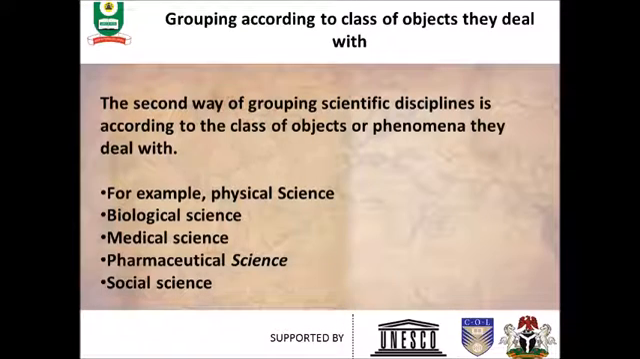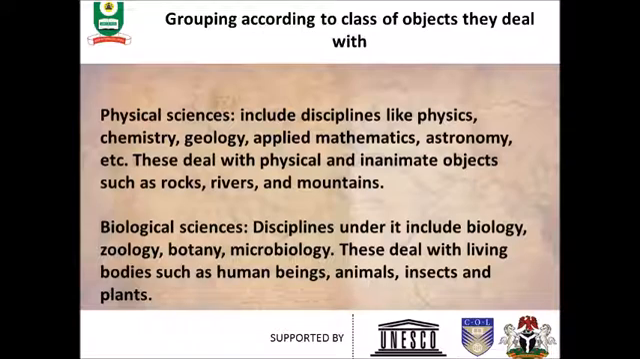Science could also be grouped according to the class of objects they deal with. Physical sciences, for example, include disciplines such as physics, chemistry, geology, applied mathematics, astronomy, etc. These forms of science deal with physical and inanimate objects such as rocks, rivers, mountains, etc. Biological sciences. Disciplines under these include biology, zoology, botany, and so on. They deal with living bodies such as human beings, animals, insects, plants, etc.